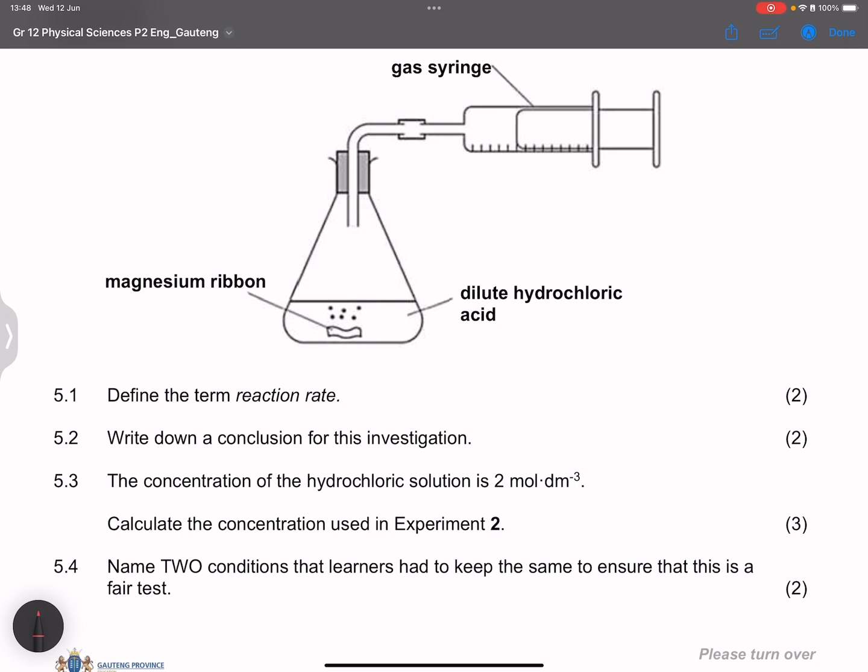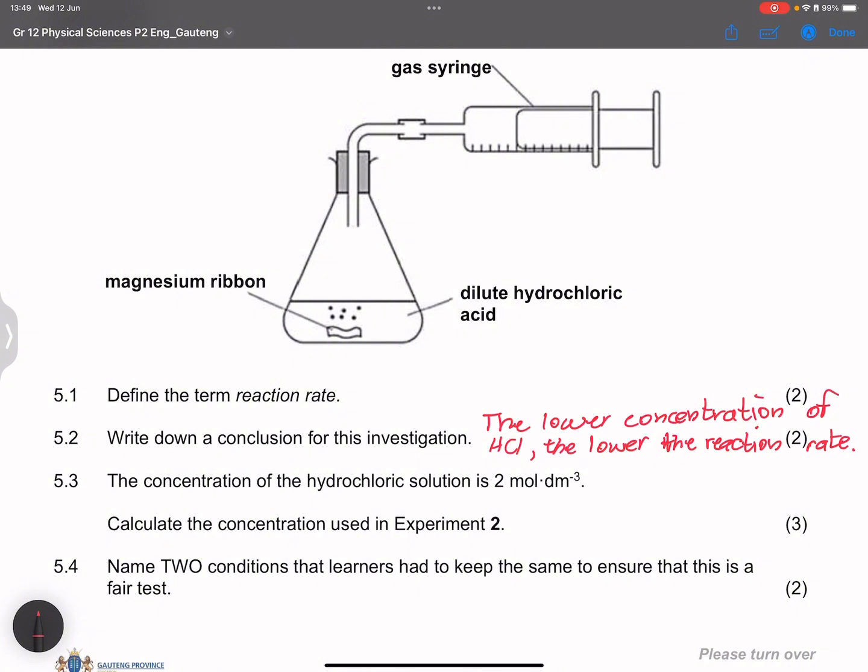Remember what I just said, that the lower the concentration of hydrochloric acid, the lower the reaction rate. Okay, so we are showing the relationship between the dependent and the independent variable. Our independent variable right now would be the concentration of hydrochloric acid, and our dependent variable would be the rate of the reaction.